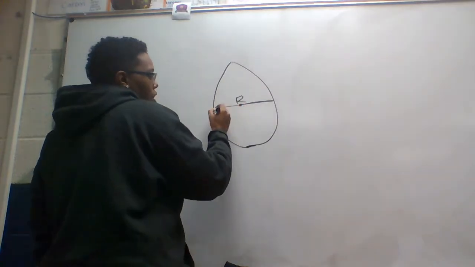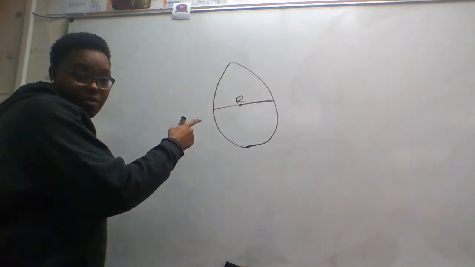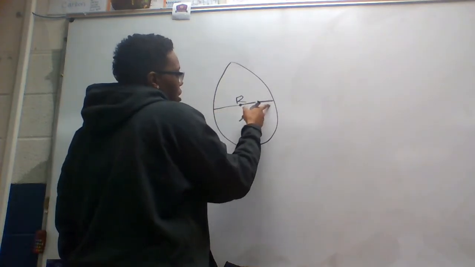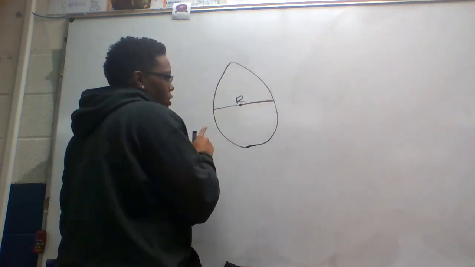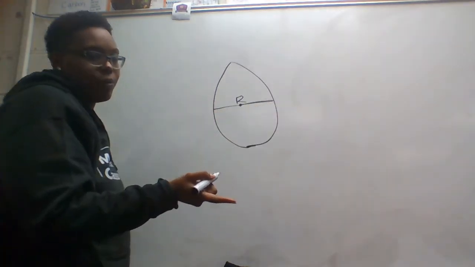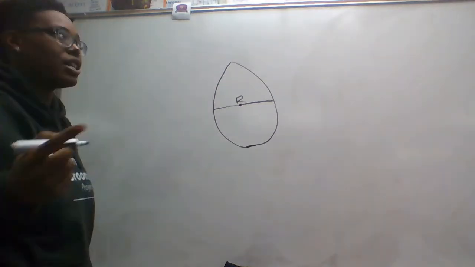Then once you found this, you used a piece of string, right? You used a piece of string and you measured it. Then you measured it against the ruler. And you divided it by 2, and that's how you got R.